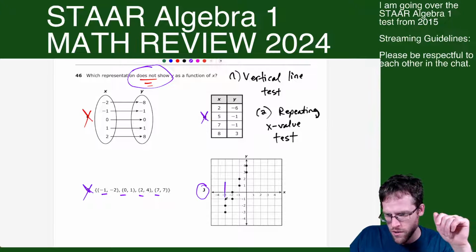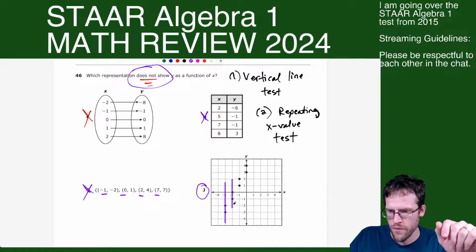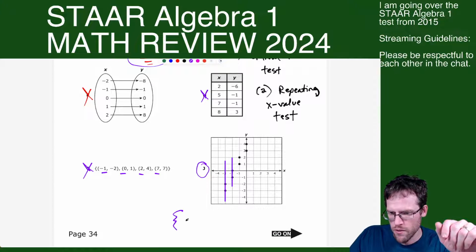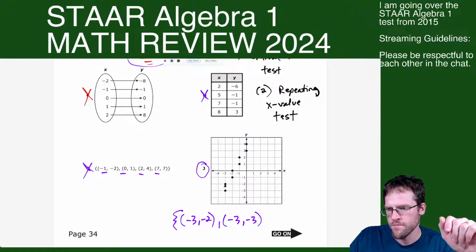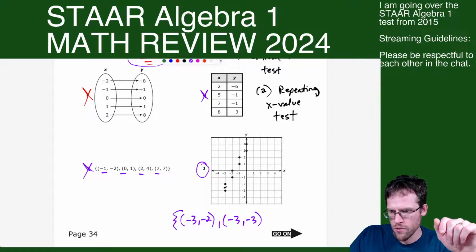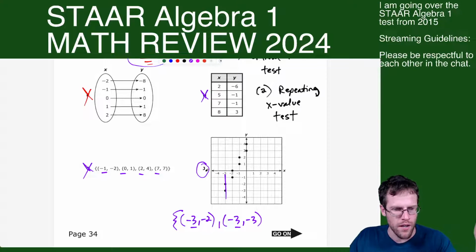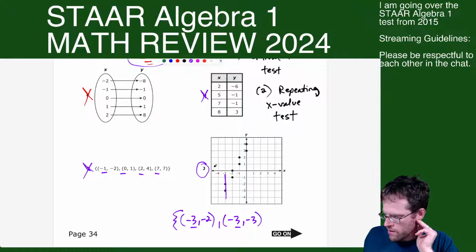And notice, this one fails the vertical line test. My vertical line touches twice. It can only touch once. It fails multiple times. This is the same thing as the repeating x value. If I wrote down those points, like let's say -3, -2, and then -3, -3, those are two points on this graph. When I write those two points that fail the vertical line test, we have repeating x values. So that's how we know J is it. Okay, so 46 is J.